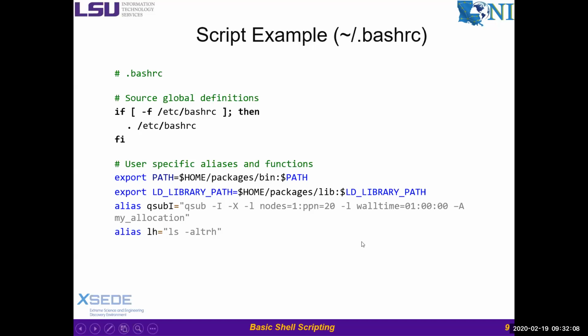So let's first take a look at a shell script example. This is actually a script that is executed each time you log on to Bash. It is called a bashrc file, and it's a real case of a shell script. You can see it is not very difficult to understand. This gives an example of what a real Bash shell script looks like. It can have some control flow. This is source global definitions. You can also define user specific aliases and functions.